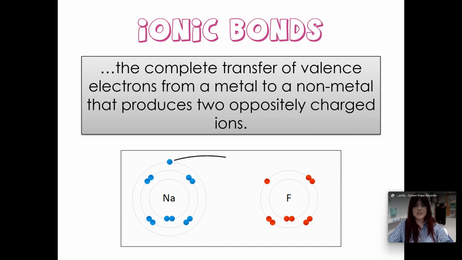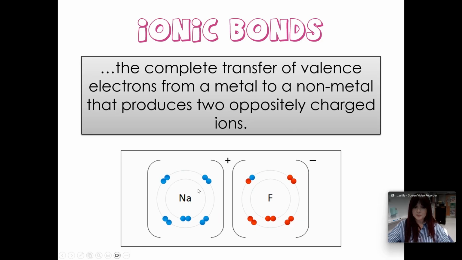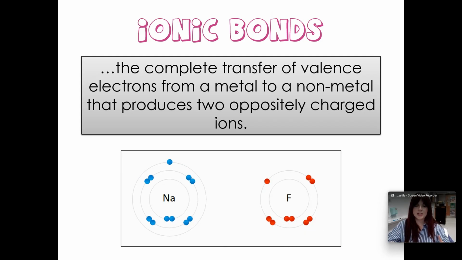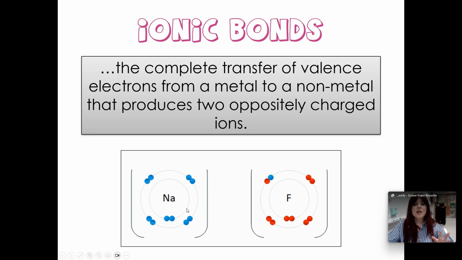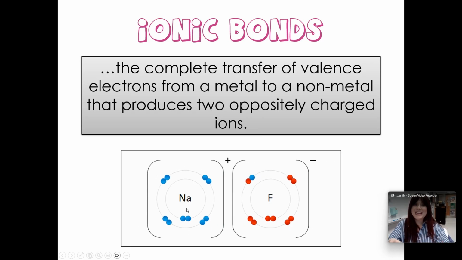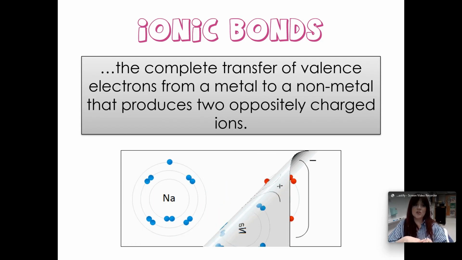Here's a nice little simulation being shown. Sodium, in this case, has one valence electron. This is going to keep repeating, so I'm just going to talk over it. But sodium has one valence electron in its outermost shell, okay? Elements strive to have 8 valence electrons in their outermost shell.